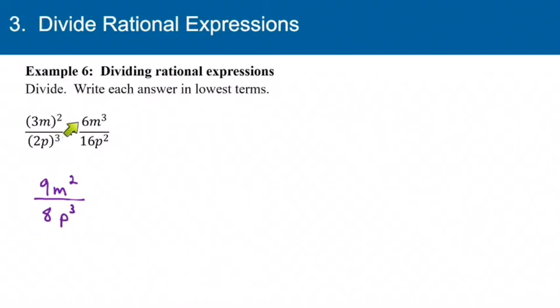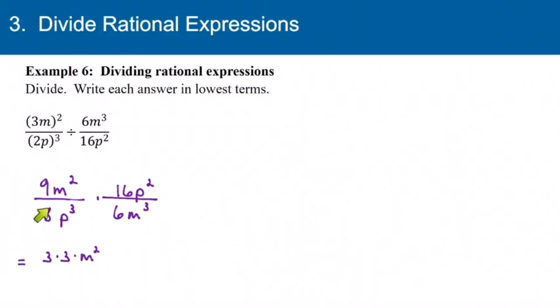All right, now we're going to rewrite this division as multiplication. So all of this times the reciprocal of this. So we're going to have 16p squared in the top and 6m cubed in the bottom. And now let's see what we can do to reduce this. First of all, notice that 9 can be written as 3 times 3. So we're going to have 3 times 3 times m squared.